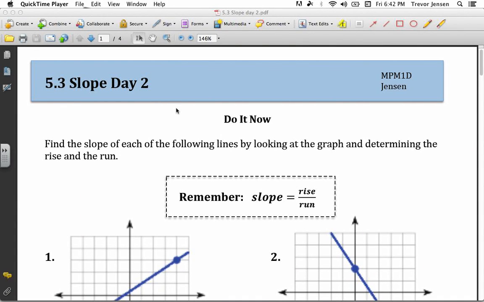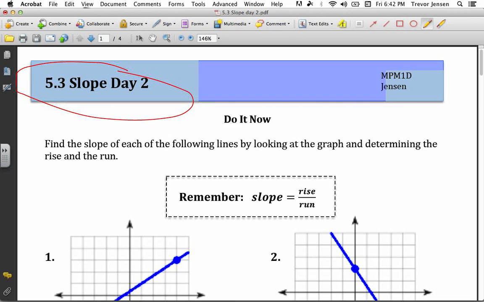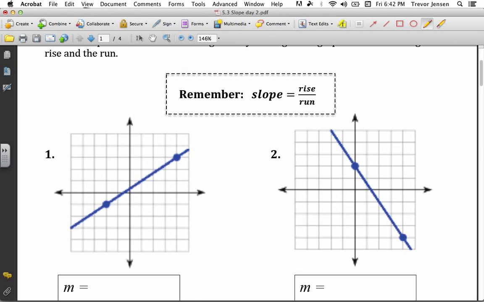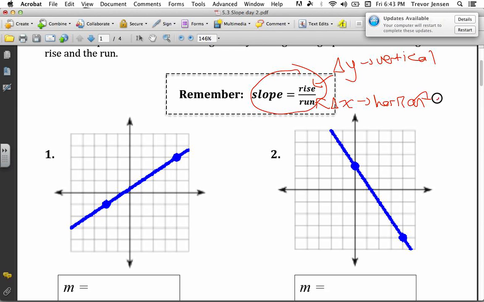Okay, so here is the second lesson for section 5.3, which is all about the slope of line segments. So 5.3, slope day 2. Let's start off by just quickly reviewing how to find the slope of a line segment using our formula, slope equals rise divided by run. And remember, rise is your change in the y-coordinates, or another way to think of it is your vertical distance between 2 points, and your run is your change in the x-coordinates, or your horizontal distance between 2 points.